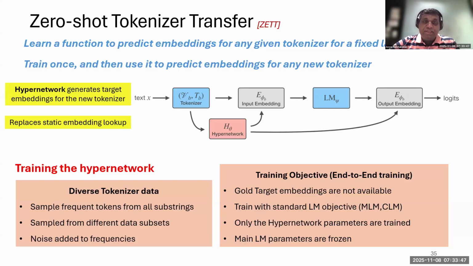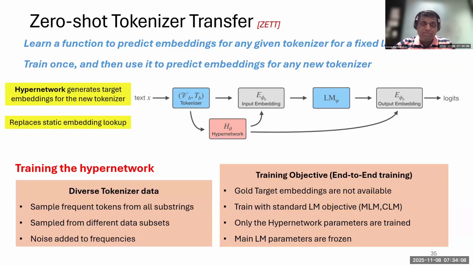So first of all, of course, you would need diverse tokenizer data so that you can cover all sorts of tokenization. So we can sample frequent tokens from all substrings from different subsets of data for the language. And we can sample frequencies and add noise to frequencies, etc. We have diverse tokenizer data.